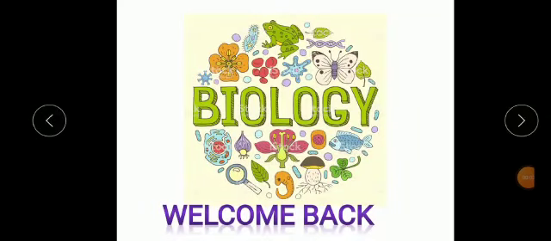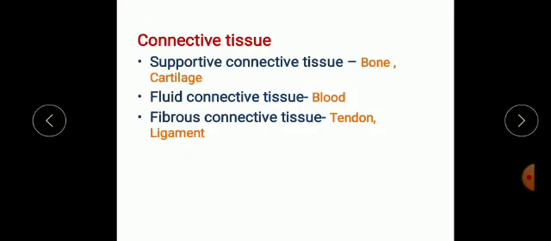We are discussing the chapter animal tissue. In our previous class, we discussed connective tissue, where we learnt about supportive connective tissue, fluid connective tissue, and fibrous connective tissue. Before we start today's topic, just have a look at this.